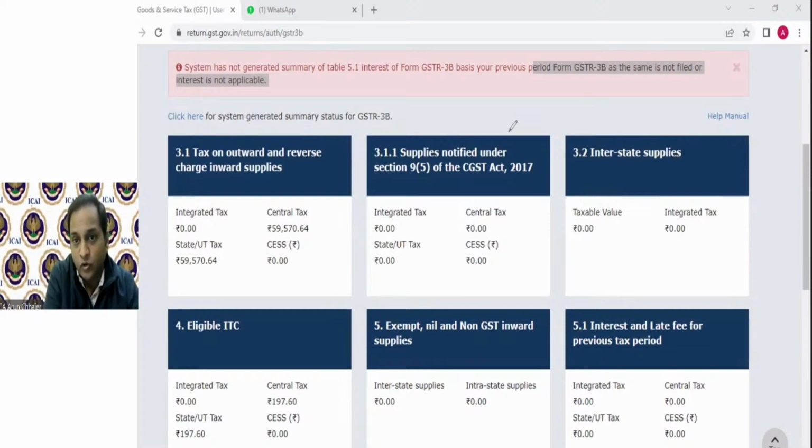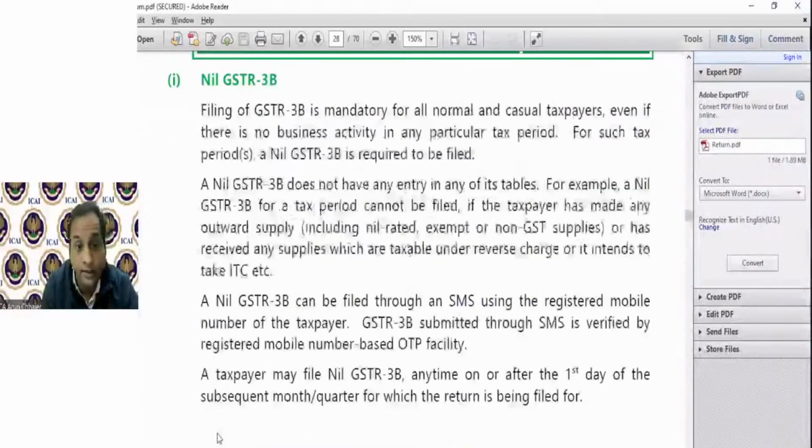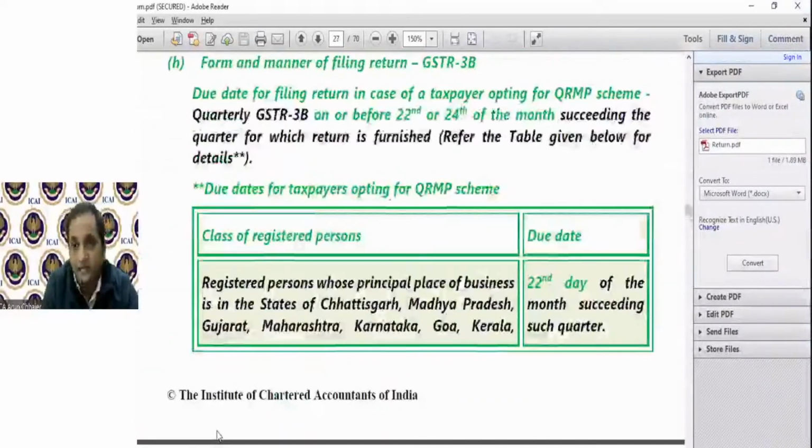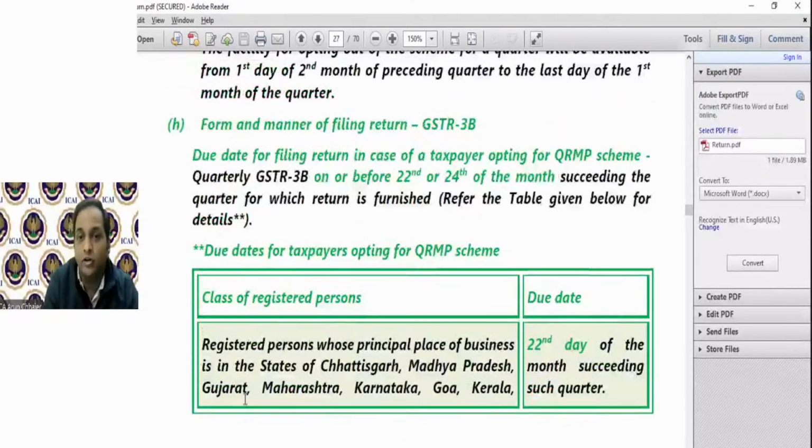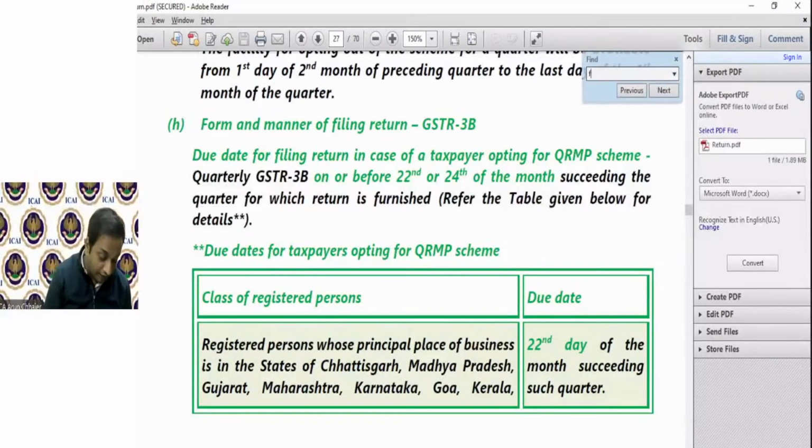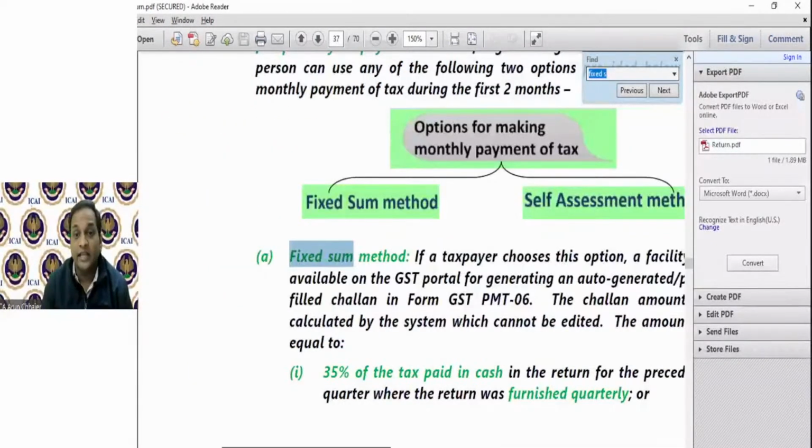Rest all are the same. So we can go to the study material once again. What is the due date of the GSTR 3B? Again, if you opted monthly, the due date would always be 20. If you opted quarterly, then the due date would be 22 or 24. Now try to understand one important thing.